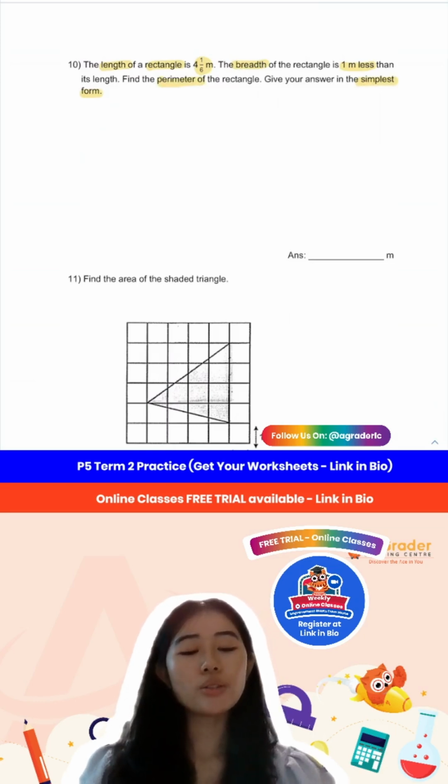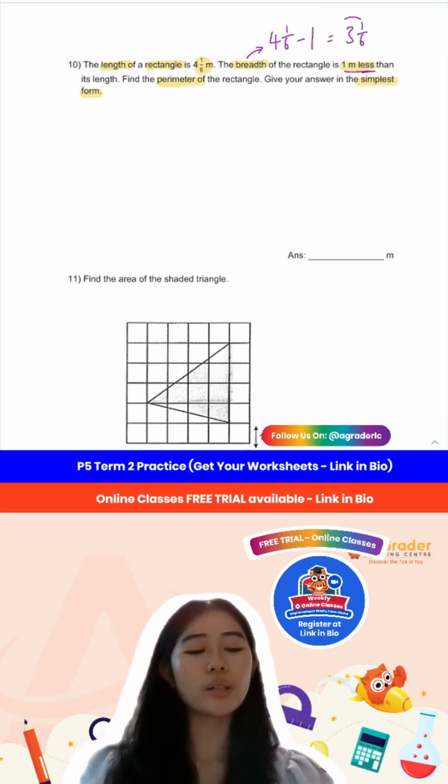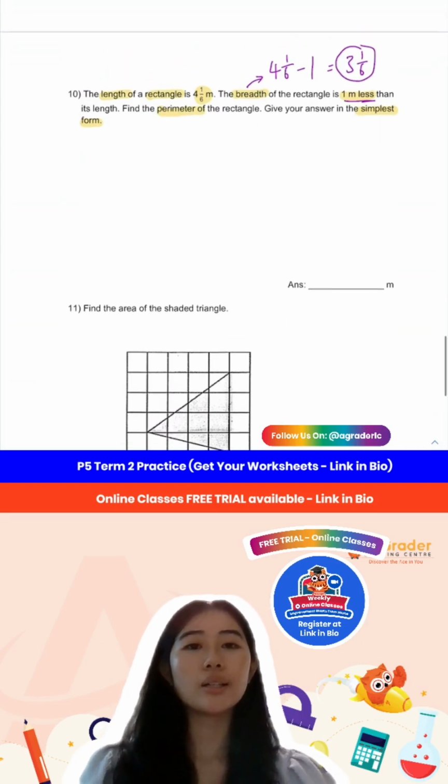So for this, of course you have to find the breadth first, right? So the breadth is 1 meter less. So you can use 4 1 over 6 minus 1. You get 3 1 over 6. So that is the breadth.